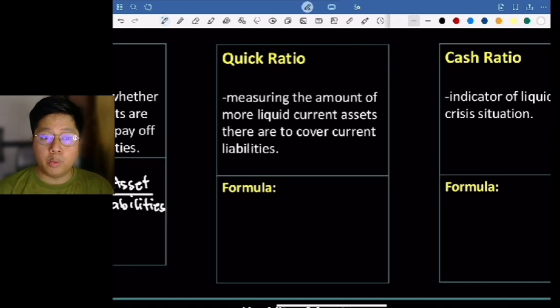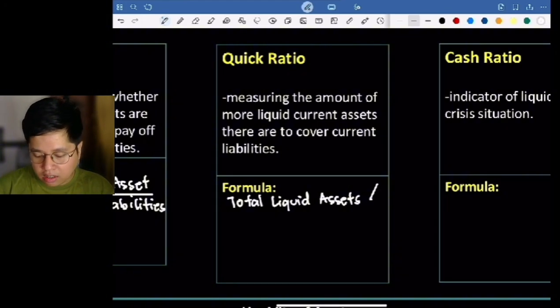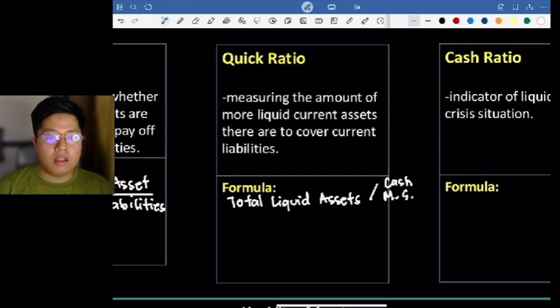Let us talk about quick ratio. Quick ratio is a refinement of the current ratio, wherein instead of using the total current assets, what you will be using here are the more liquid assets. So it's the total liquid assets, what are considered to be liquid assets. So we have here cash and cash equivalents. We have marketable securities. And we have here our accounts receivable.